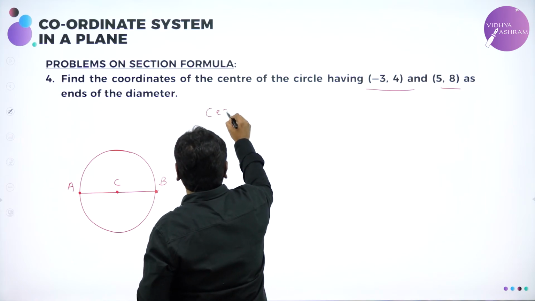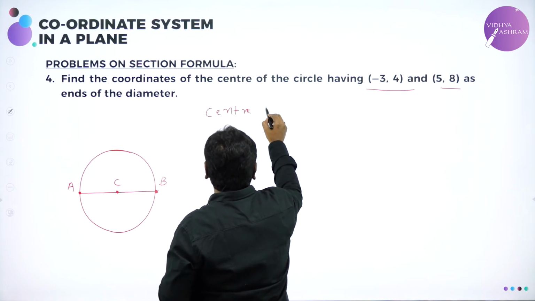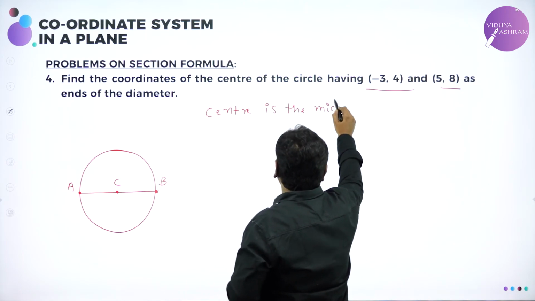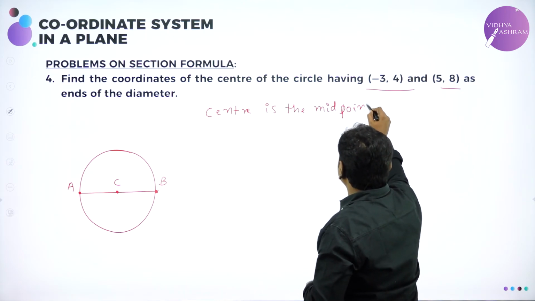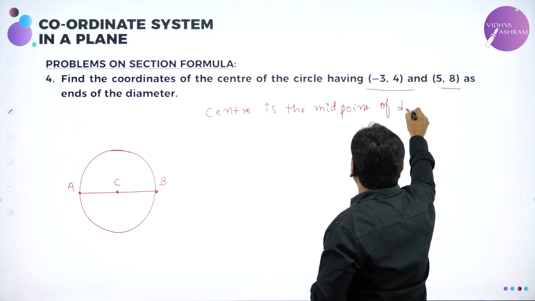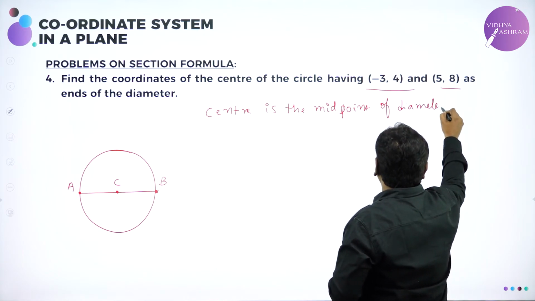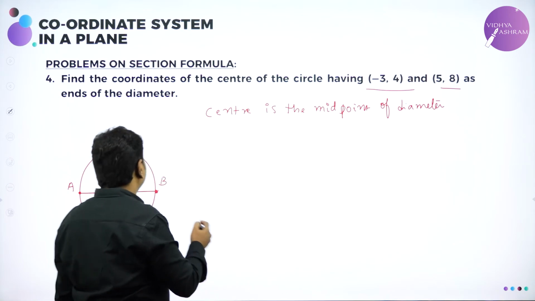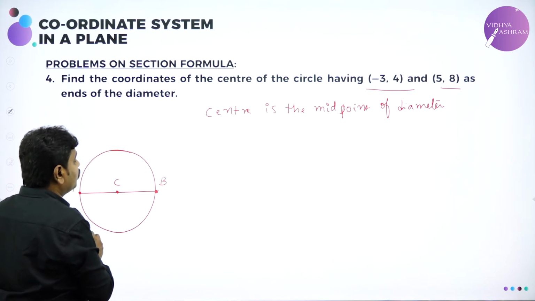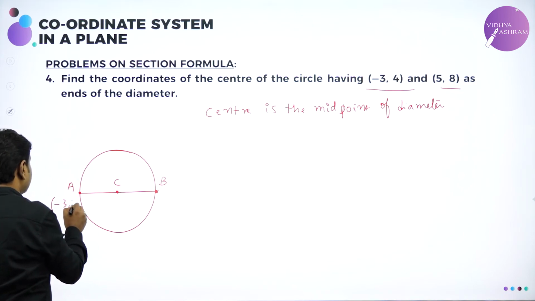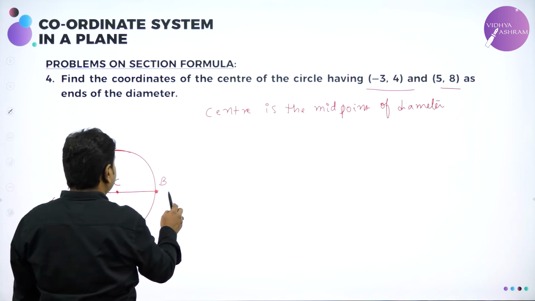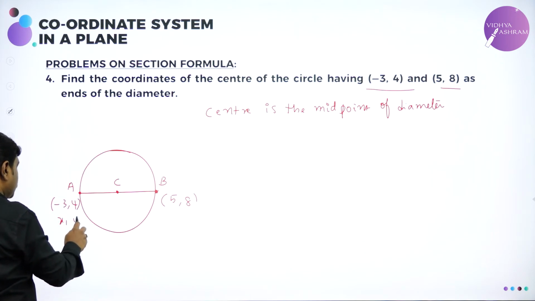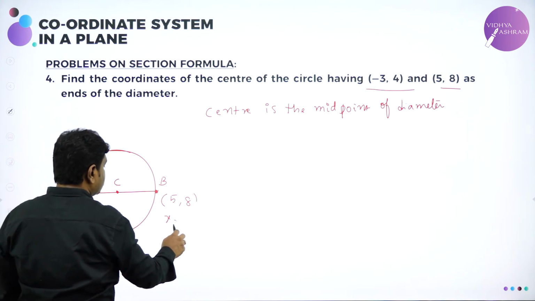So they want the center of the circle. What is the center? Center is the midpoint of the diameter. So now the diameter ends, you know. What are the diameter ends? The first end is minus 3, 4 and the second end is 5, 8. The first end we call x1, y1, the second end we call x2, y2.